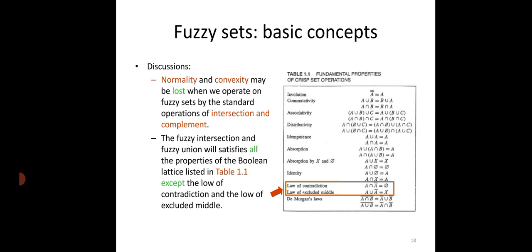So what is the contradiction between these two sets? You have to understand that these two rules, which are satisfied by the normal crisp set, are entirely contradicted by fuzzy: the law of contradiction and the law of excluded middle, that is, A intersection A complement and A union A complement. Keep it in your mind.